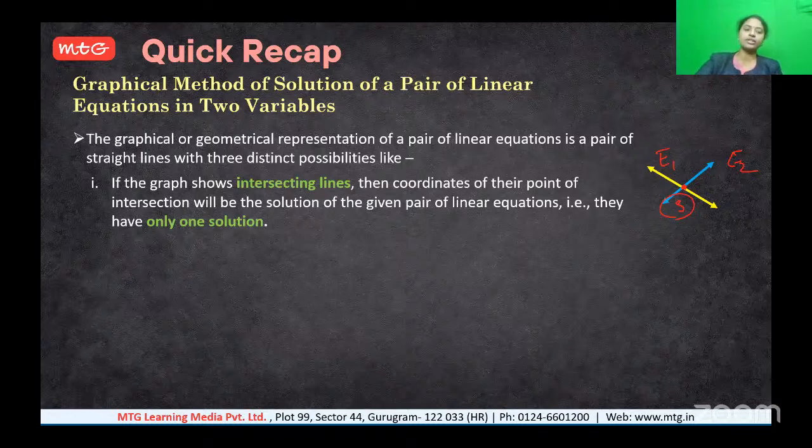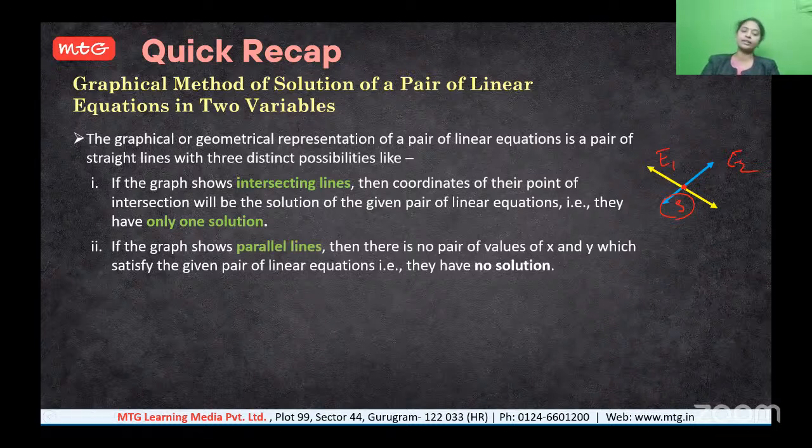The second scenario is going to be something like this. When the two lines are not intersecting, but they are parallel. Once the two lines are parallel, where will the lines be meeting? There is nothing in common. Then how will you be able to find the x and y values? You can't find them. So, if the graph of your system of equations which you have represented on the graph paper is parallel lines, then you have no solution for that. That is what is mentioned there. It has no solution.